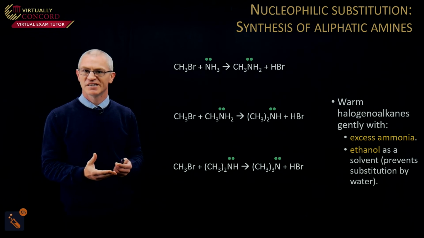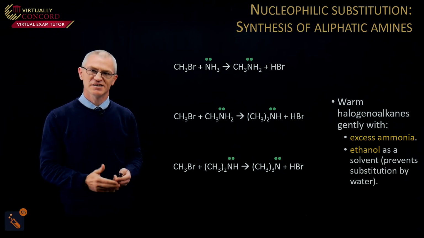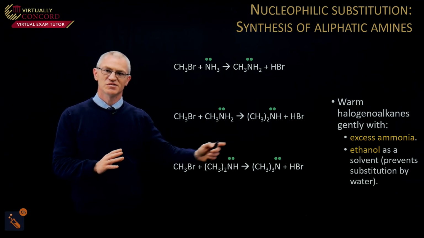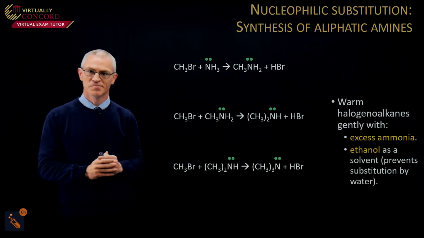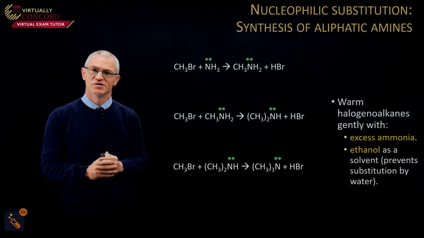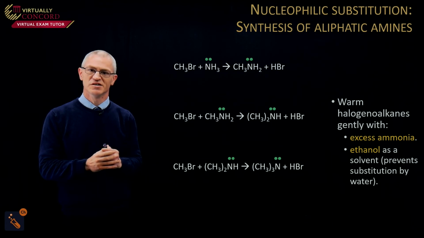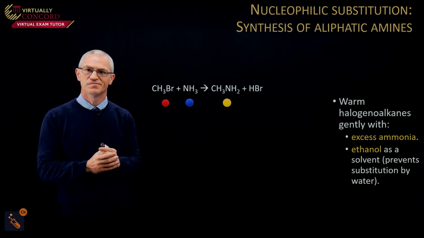Now, how do you stop getting a mixture of products? That's the key thing, and there are two types of questions that can come from this. One is sometimes they ask you to predict what this is going to be, and we'll go through an exam-style question on that later. But the other one is, why is there excess ammonia? And I'm going to explain to you why now.